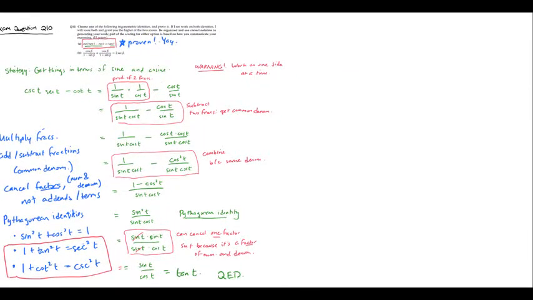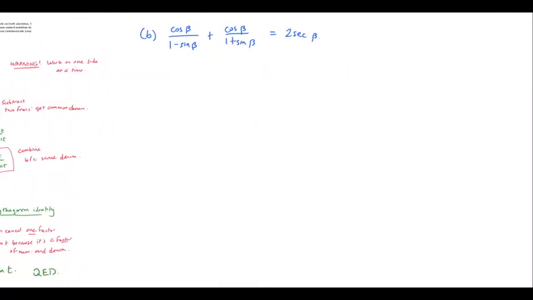I'm going to rewrite it a little bit bigger so we have a little bit better access to it. So that second one was cosine beta over 1 minus sine of beta, plus cosine beta over 1 plus sine of beta, and that's allegedly equal to 2 secant of beta. Okay, well that seems interesting. All right, let's move over here so we have a little bit more room to work.